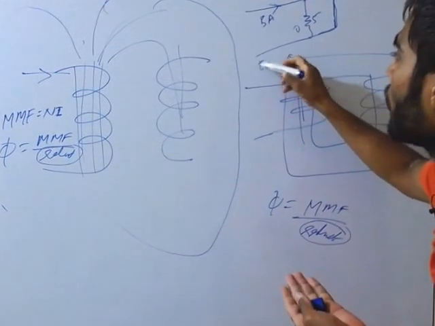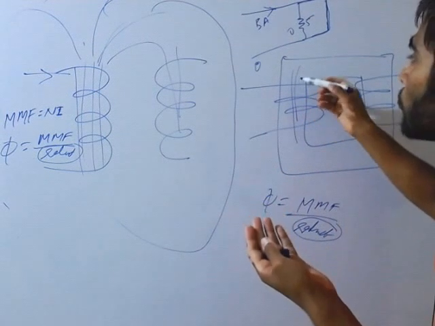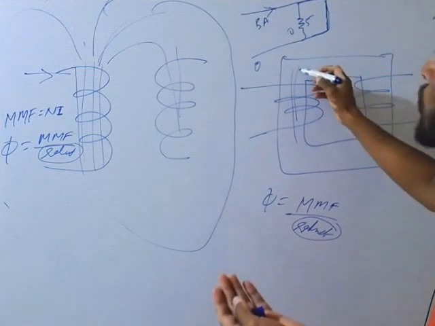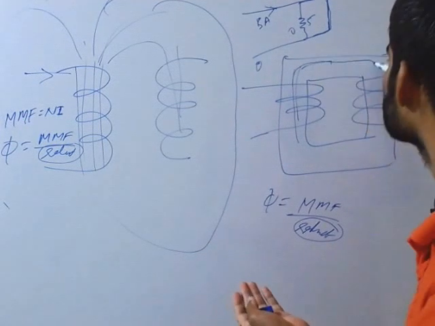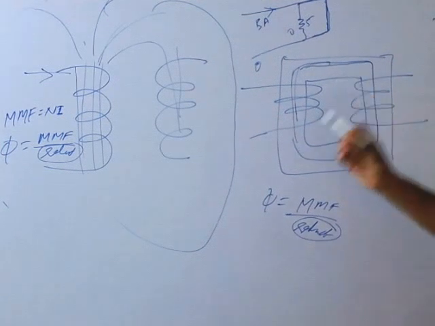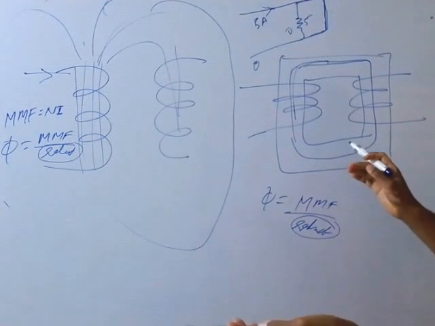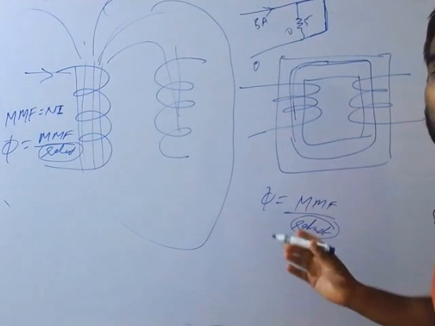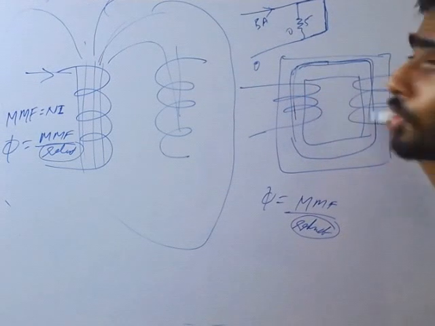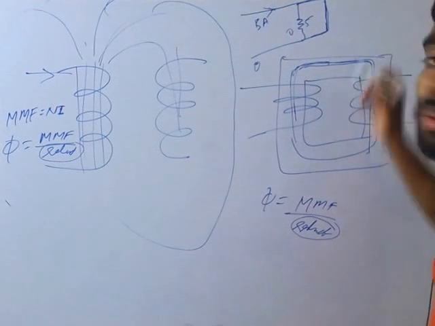Here air offers a high resistance as compared to this core. So all the flux will pass through this, and all the flux will go through the secondary winding also. So leakage will be very minimum, almost zero. So our objective is achieved. Our objective was that whatever flux is generated should link with the secondary winding also, because we want coupling. That's why we use a core. Thank you.